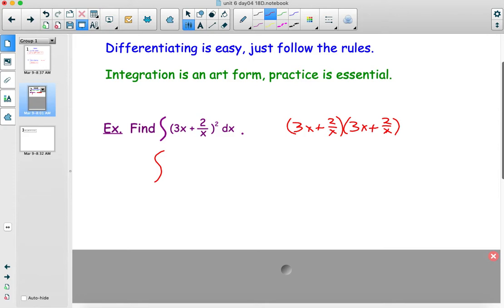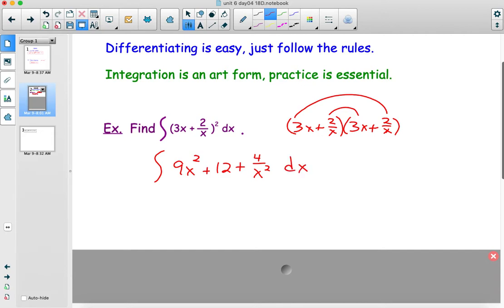When we multiply that out, we're going to get 9x squared. And then we're going to get 6 plus 6, which is plus 12. And then plus 4 over x squared. So when you multiply these two terms, the x's will cancel and you just get 6. And the same thing here. So that'll give 6 plus 6, which is where I got the 12 from. Alright.